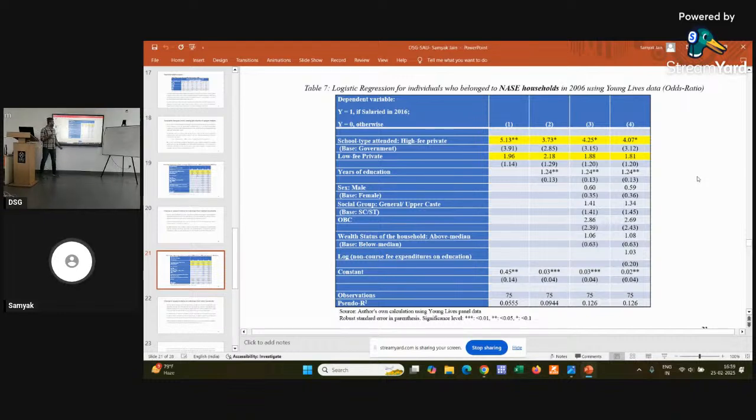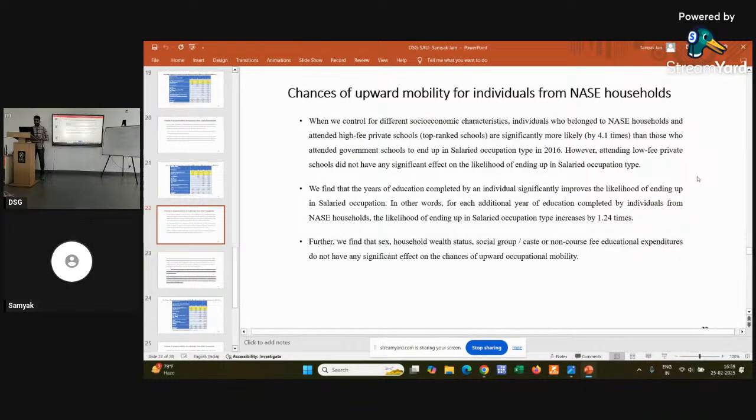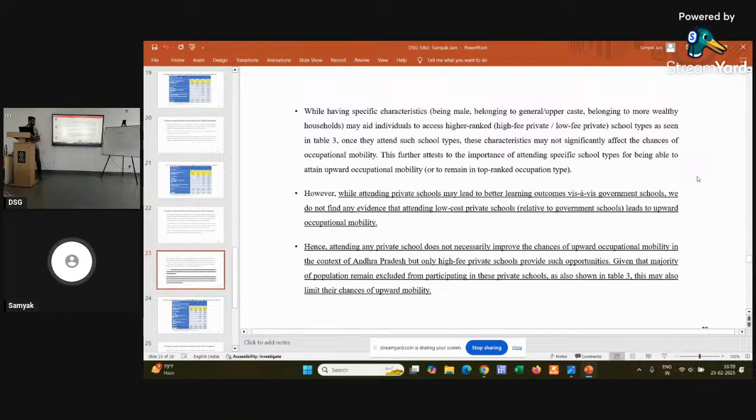One thing which comes out to be surprising is that children attending low-fee private schools experience no significant chance of moving upwards. So what does that mean simply? That simply might mean that attending any private school might not improve your chances. We do not find any evidence that attending low-fee private schools might improve your chances. Attending any private school does not necessarily improve the chances of upward mobility in the context of Andhra Pradesh, but only high-fee private schools provide such opportunities, given that a majority of the population remain excluded from participating in these private schools. This may also limit their chances of upward mobility.